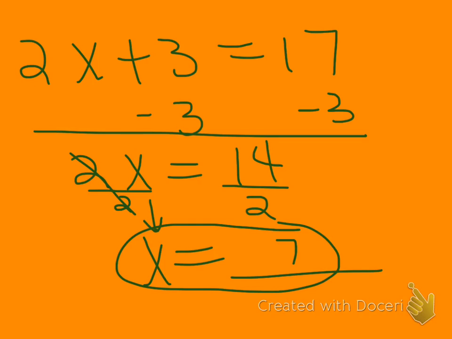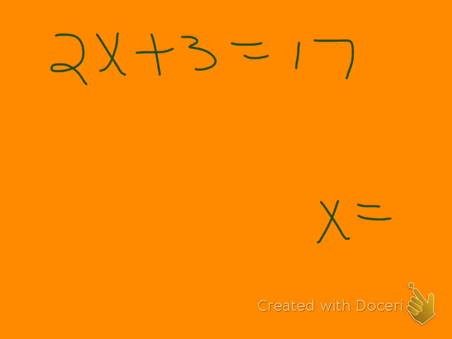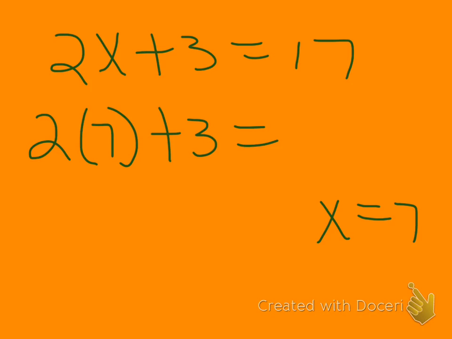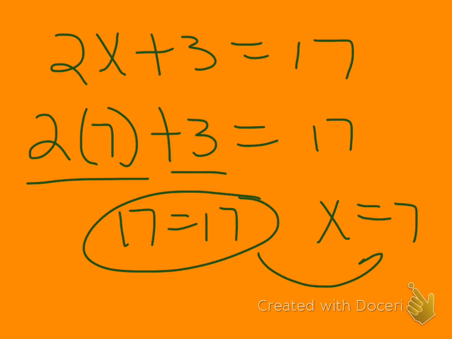Now the cool thing is we can actually check this, and that's very important. We started off with 2x plus 3 equals 17, and you should always check to see that x really is what we wanted. So I can plug it back in there for x. Is x really 7? Is 2 times 7 plus 3 really equal to 17? So this is 14, and plus 3 more is 17. So 17 equals 17 is true. So x is 7.